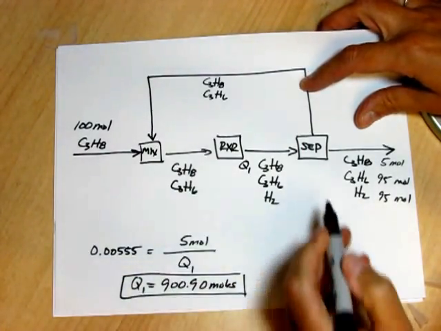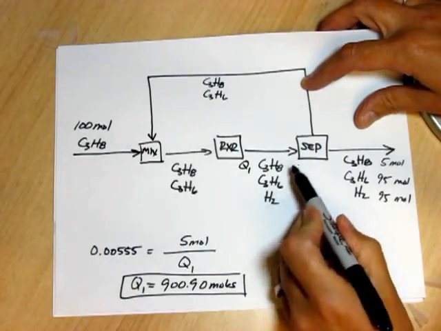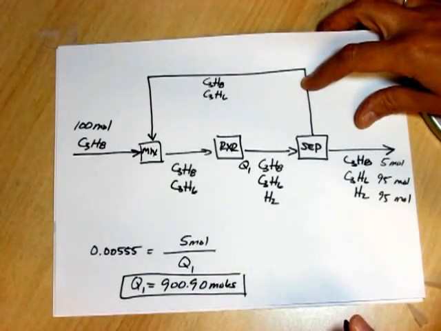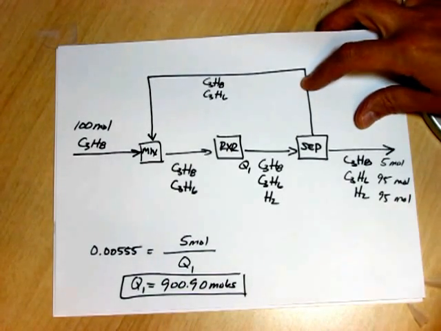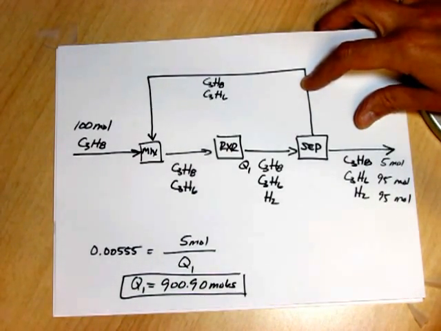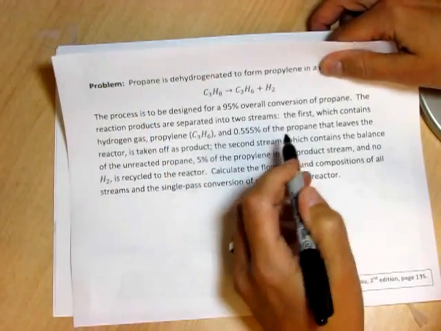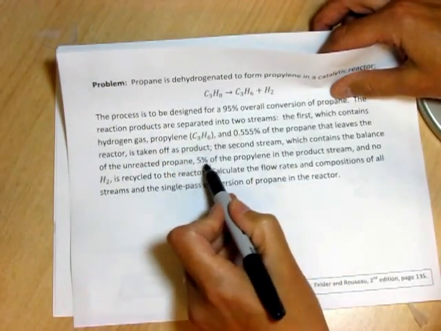So Q1 is known. Normally, I would have space to write that flow right here on the flow diagram, but I'm not going to clutter this up at the moment. All right, so that was our second piece of information, and we have one more.